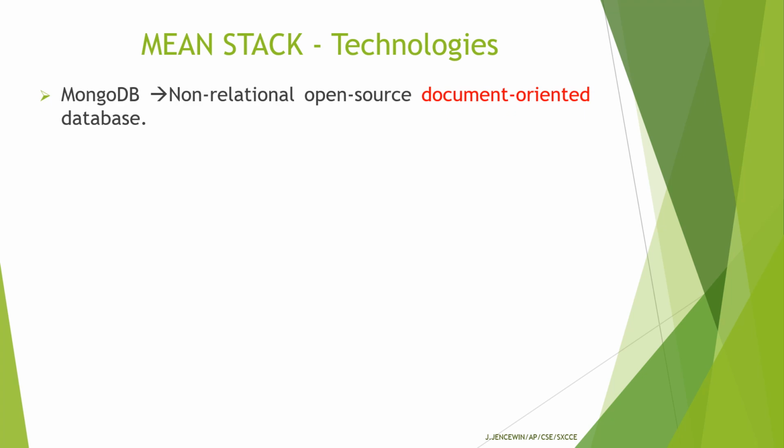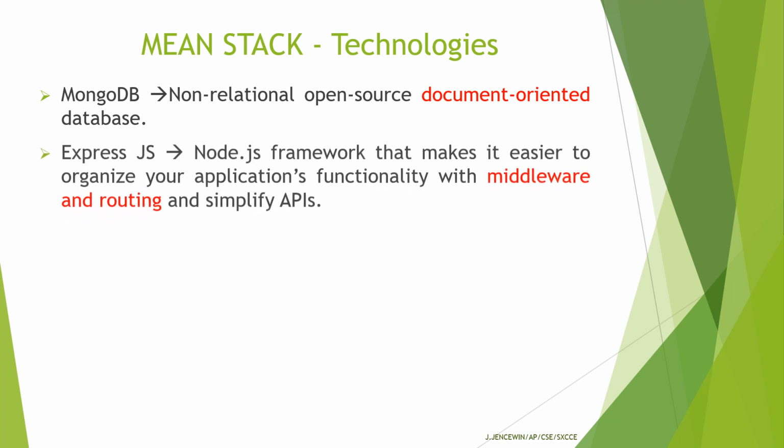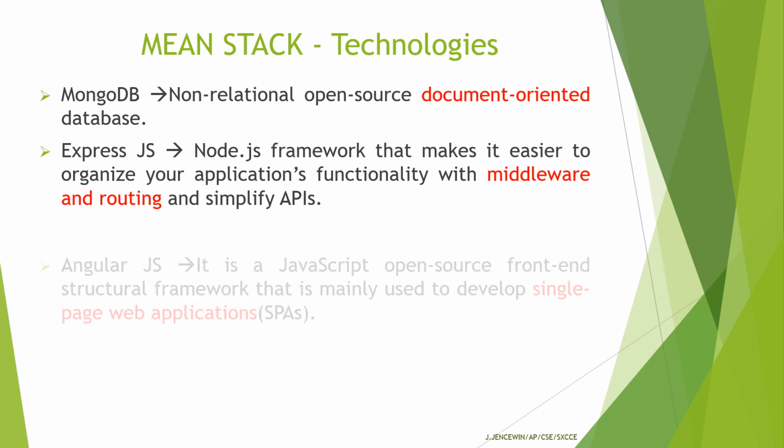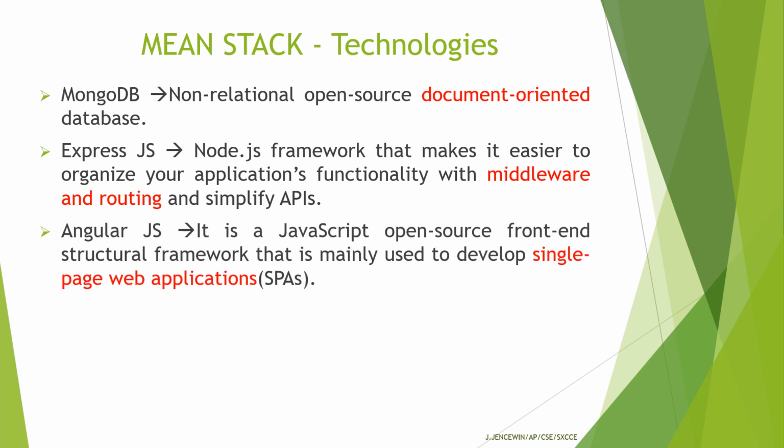First one is MongoDB. This is a non-relational, open source, document-oriented database. The second one, Express.js, is one of the Node.js frameworks. It provides different features, like middleware and routing. Using Express simplifies the routing process, and it provides the middleware functionality, that is, different reusable functionalities.